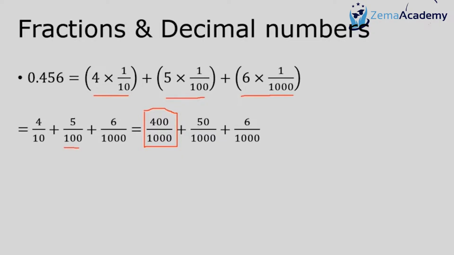5 over 100, well, that has to be multiplied by 10, top and bottom, to become over 1,000. So it becomes 50 over 1,000. And then 6 out of 1,000 is already out of 1,000. So then we can add those up simply, and we get 456 divided by 1,000. Then, just like last week, we can simplify.